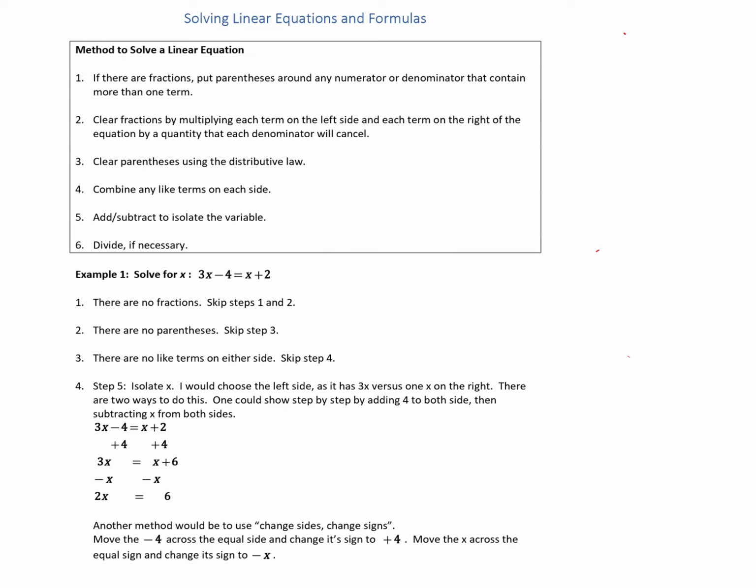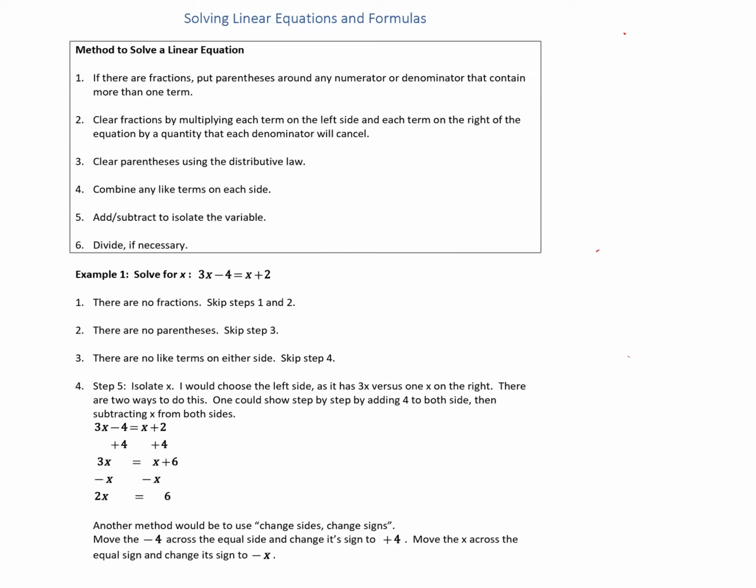All right, the first example, solving for x: 3x minus 4 equals x plus 2. There are no fractions, so I don't have to do steps 1 and 2. There are no parentheses, so I can skip step 3. There are no like terms on either side, so I can skip step 4. Step 5, isolate the x. I would choose the left side as it has 3x versus 1x on the right.